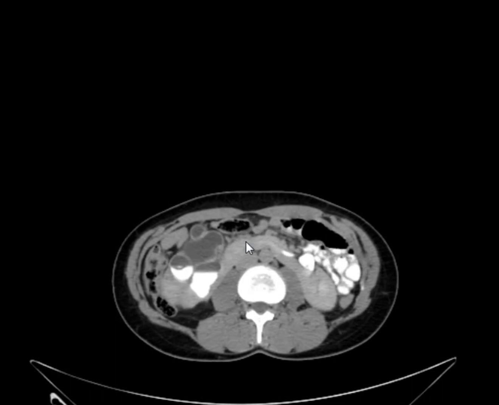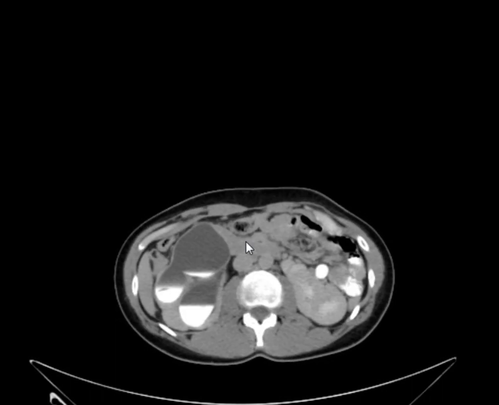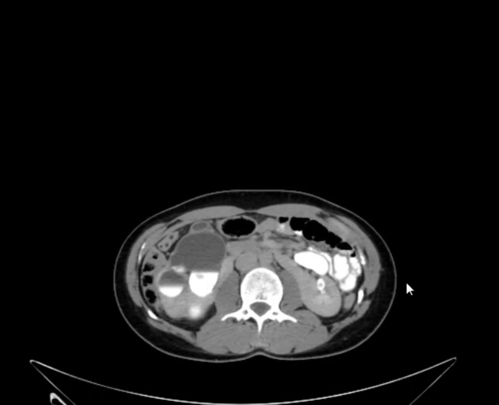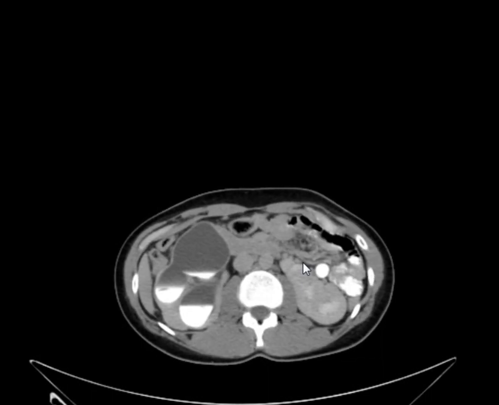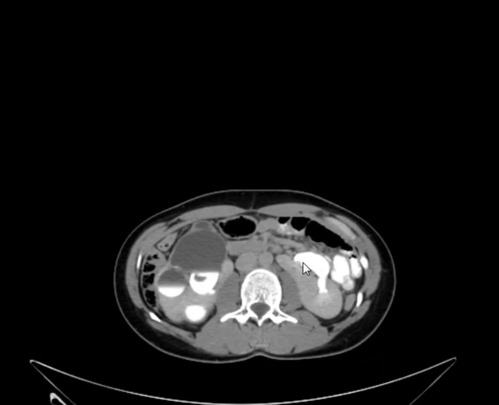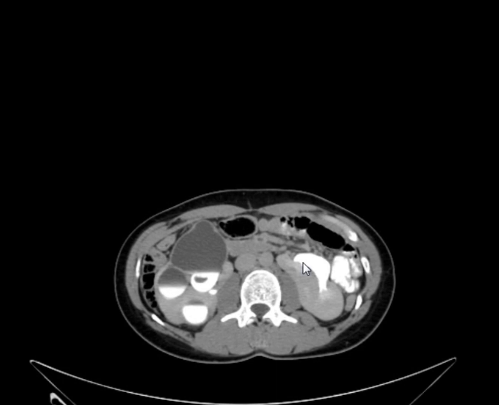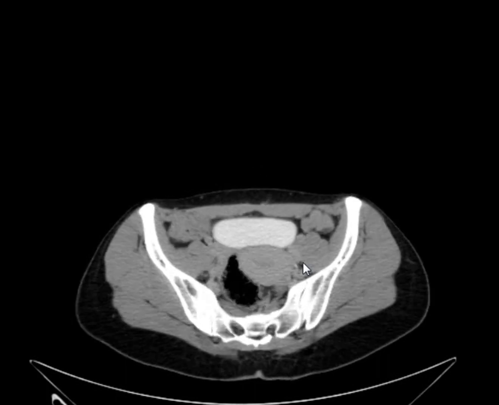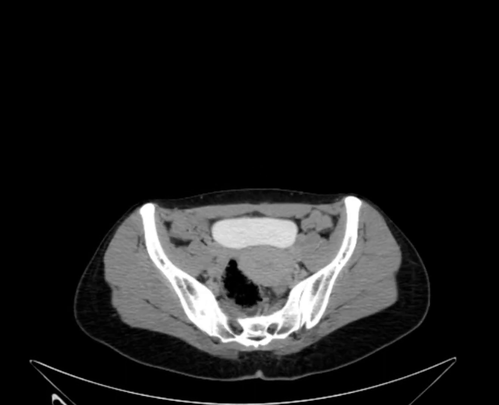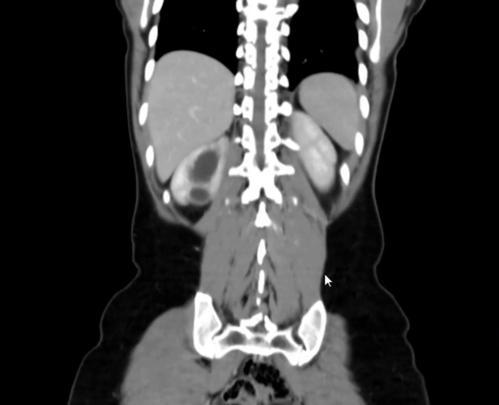And what about the left side? It's also malrotated and hydropelvis. Could be extrarenal pelvis, could be some sort of mild PUJ stenosis, pelvic junction stenosis. Is it clear? Let's go. Let's see it in the coronal.